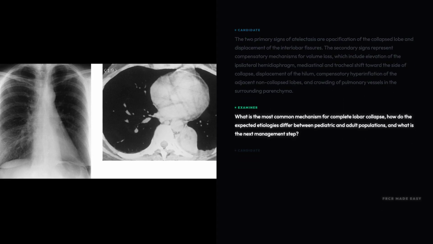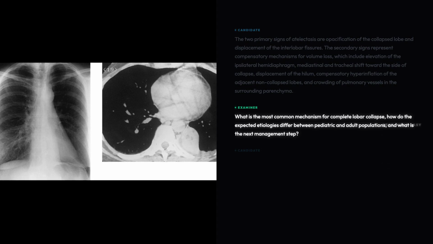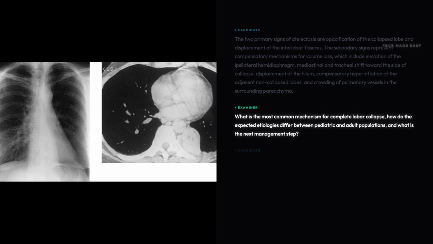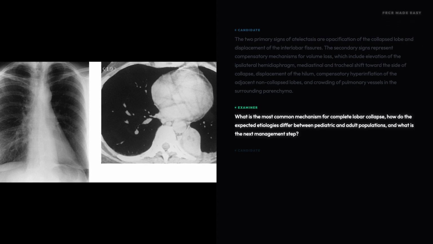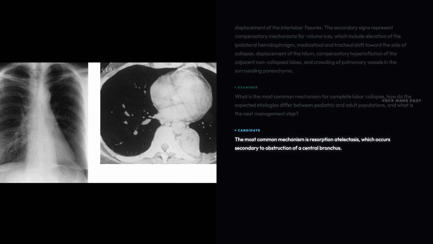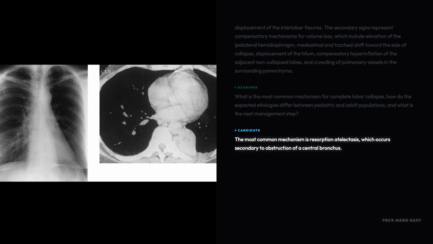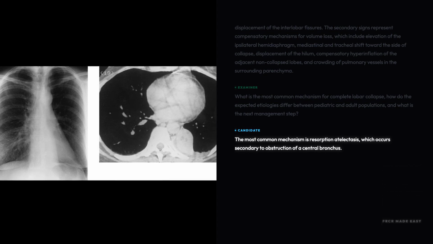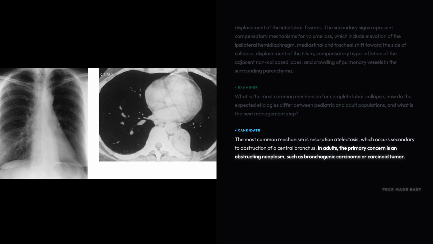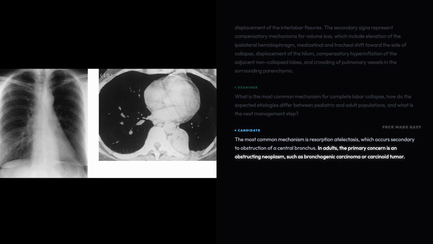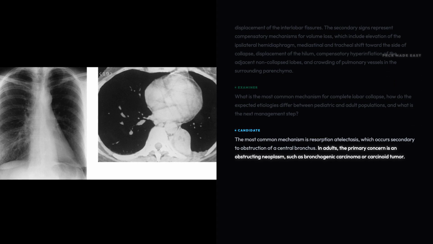What is the most common mechanism for complete lobar collapse? How do the expected etiologies differ between pediatric and adult populations? And what is the next management step? The most common mechanism is resorption atelectasis, which occurs secondary to obstruction of a central bronchus.